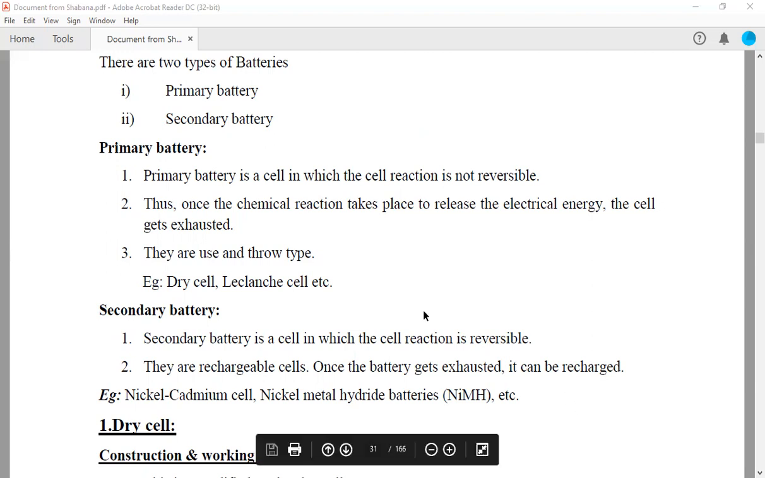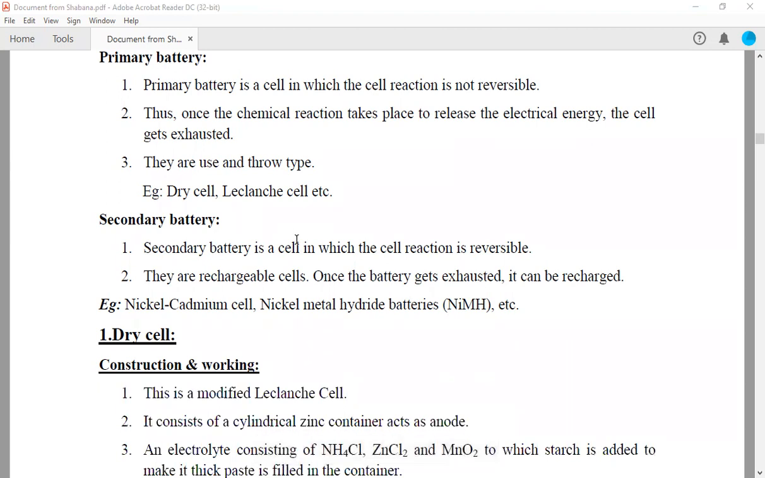Now the secondary battery. What is a secondary battery? The secondary battery is a cell in which the cell reaction is reversible. That means the cell can be recharged and used again and again by recharging. Example, the lead storage cell. In the lead storage cell, the EMF depends on the activity of the sulfuric acid used in car batteries.